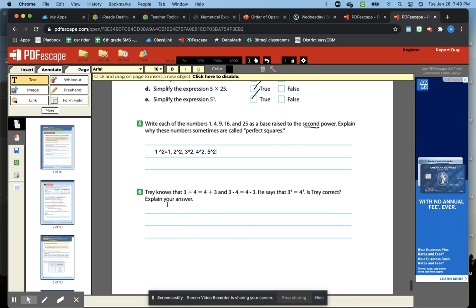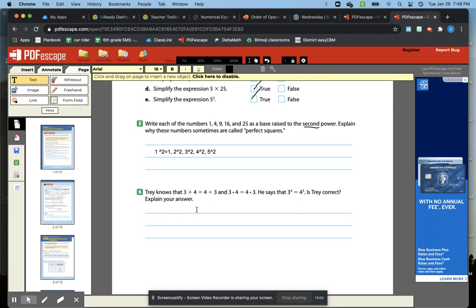And lastly, Trey knows that 3 plus 4 equals 4 plus 3, and 3 times 4 equals 4 times 3. So he says that 3 to the 4th power is going to be the same thing as 4 to the 3rd power. Is he correct?